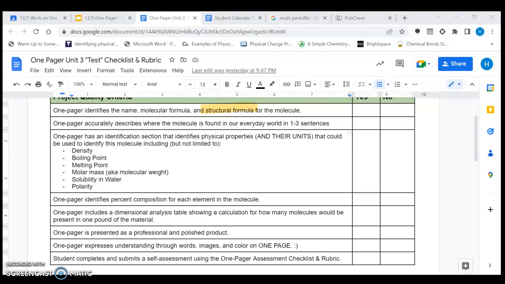So that's that one. Another thing, make sure that you have your units when you're putting density, boiling point, melting point, etc., as it's easy to forget those. And then lastly, you do not have to show your work for percent composition, but you do need to show the dimensional analysis table for your moles to pounds to moles problem. So please make sure you do that.